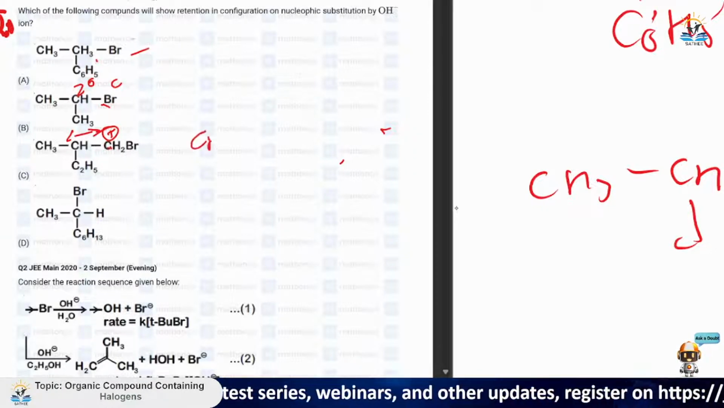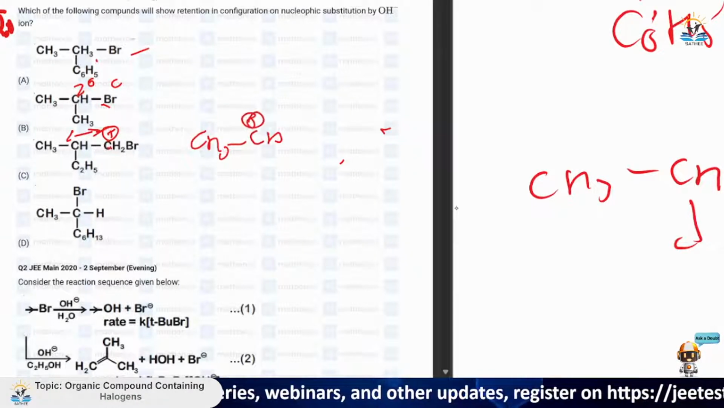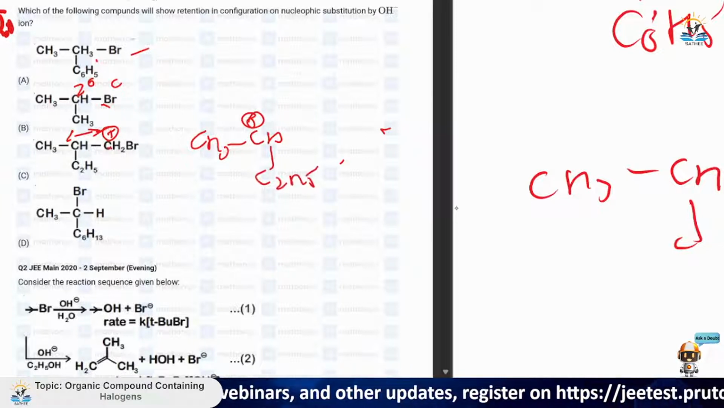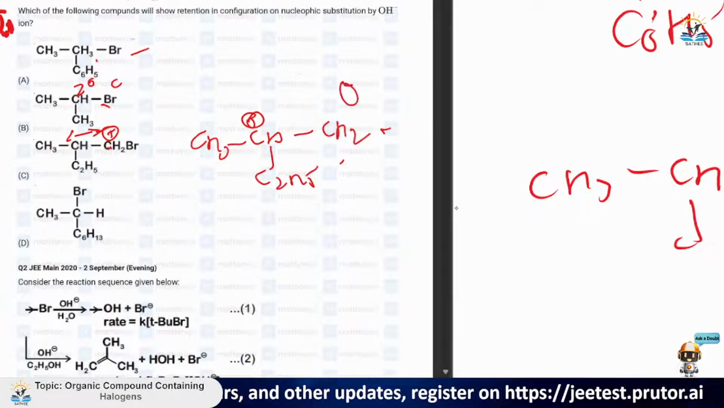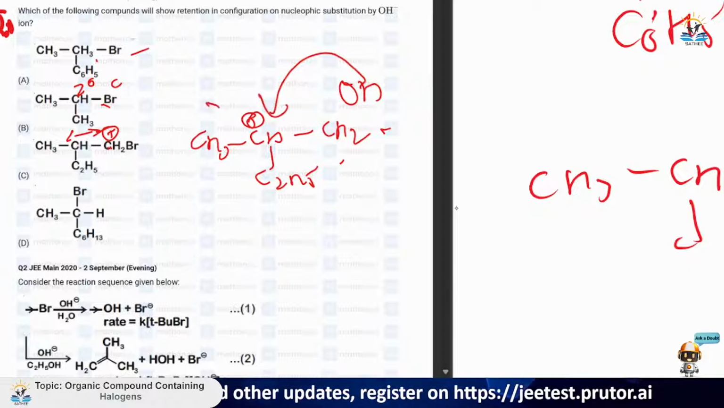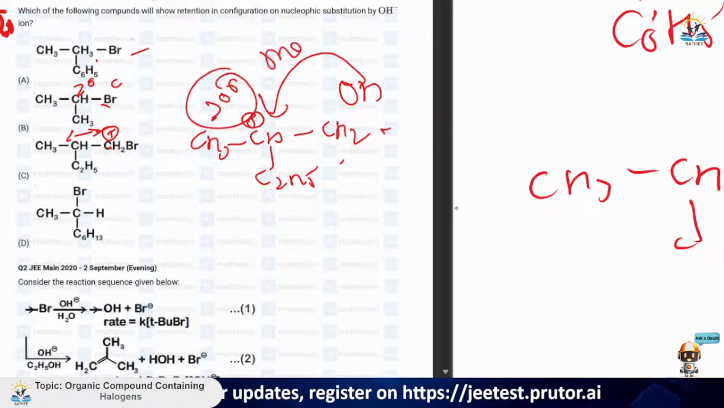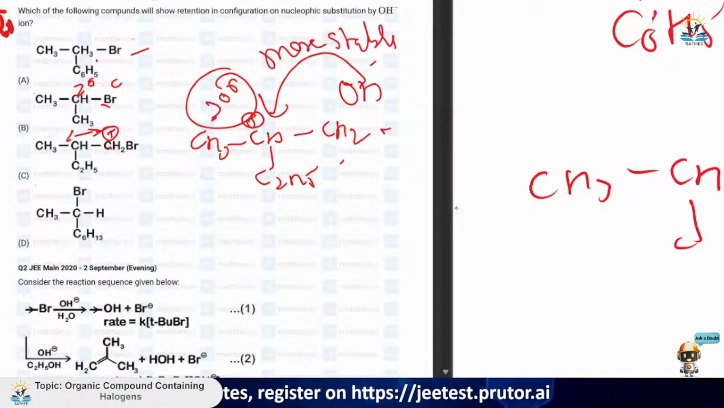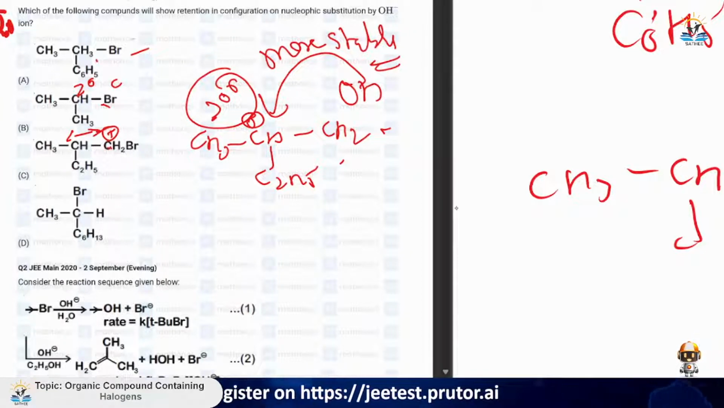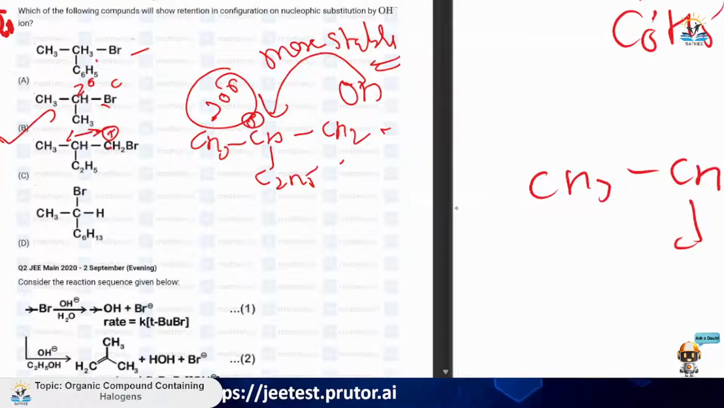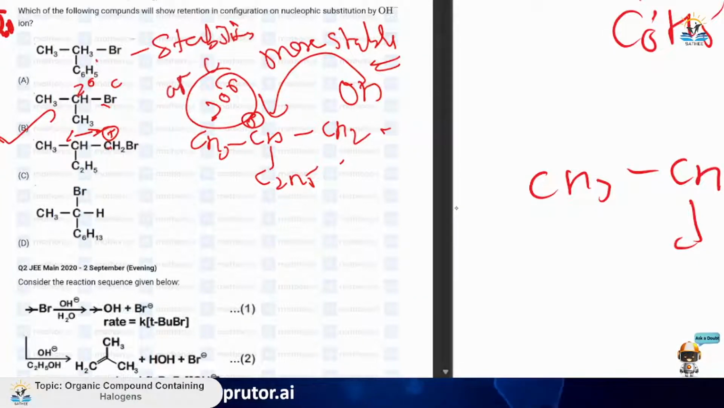Okay, so this CH3 CH, this will come here positive, C2H5, and this CH2 will come here, and this OH negative will come here. So this will be a 3 degree carbon and more stable. So it will show most retention in this nucleophilic substitution of OH negative. So this will be our answer. Okay, so you need to check the stability also, the stability of the carbocation. Now let's talk about question number two.